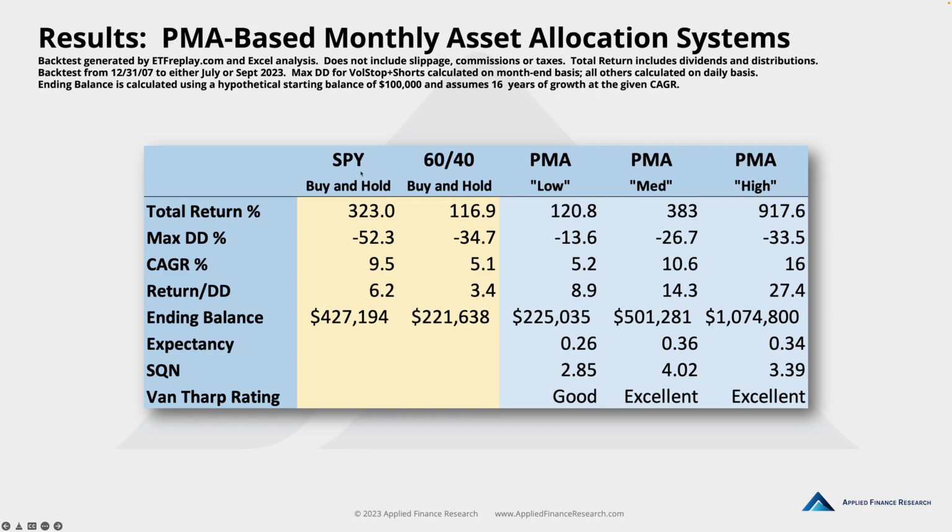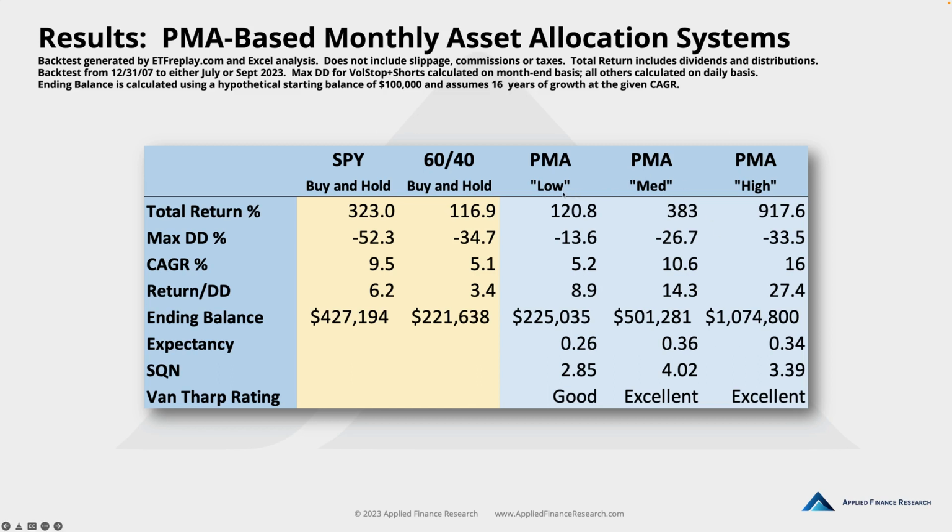On the left in tan, again, we have the buy and hold performance statistics for the S&P 500 and for 60-40 stock bond buy and hold approach. So here we see that the PMA Medium and PMA High both outperform the S&P 500 on all of the first 5 metrics in the left column. So that would be total return through ending balance. These two also have excellent SQN scores of 4.02 and 3.39 with expectancies of 0.36 and 0.34.